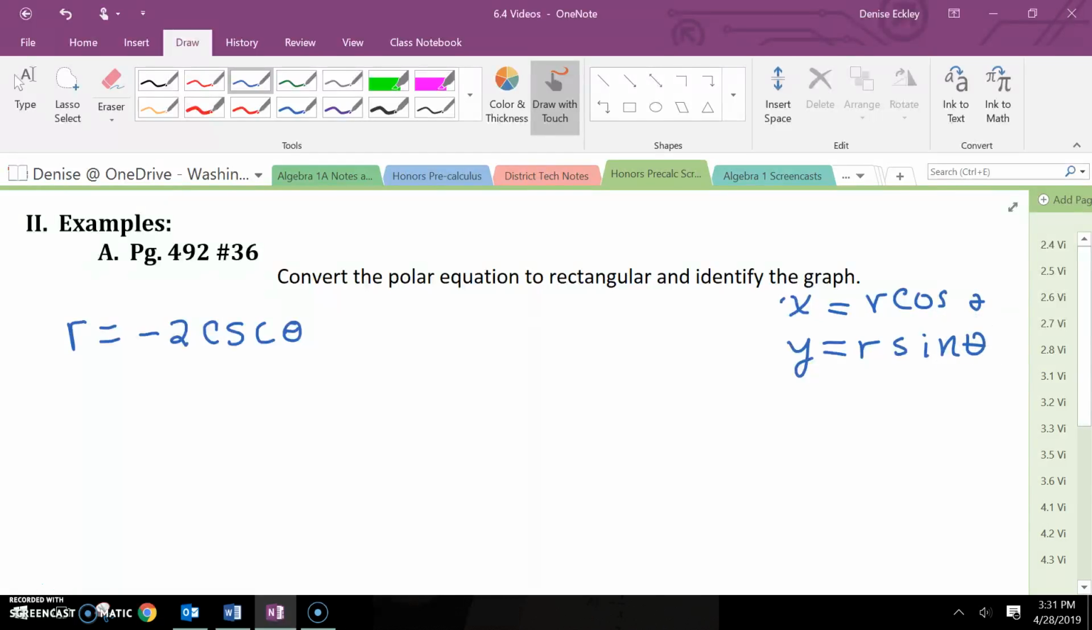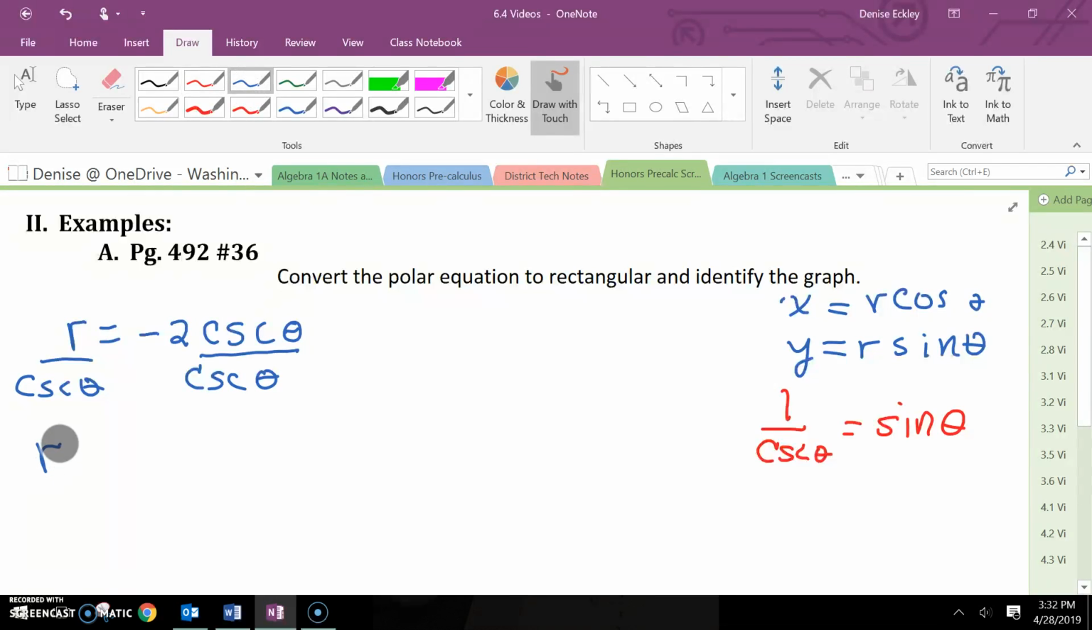So I want r and the trig function to be on the same side. So what I'm going to do is divide both sides by cosecant of theta. That'll move us closer towards getting r and the trig function on the same side. So I have r over cosecant of theta. Well, you want to remember that 1 over cosecant of theta is sine of theta. So I can rewrite it in that way.